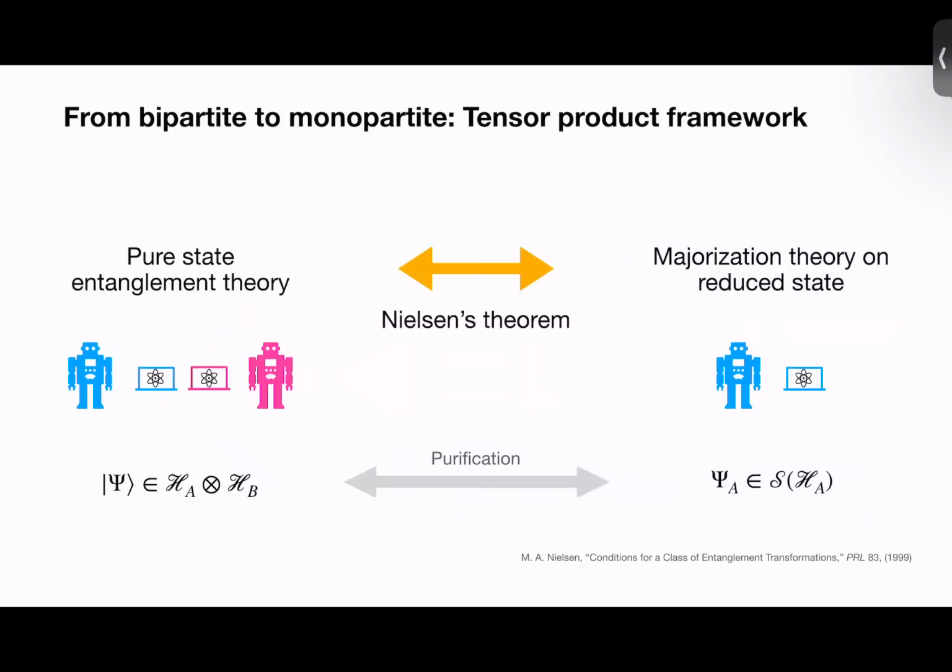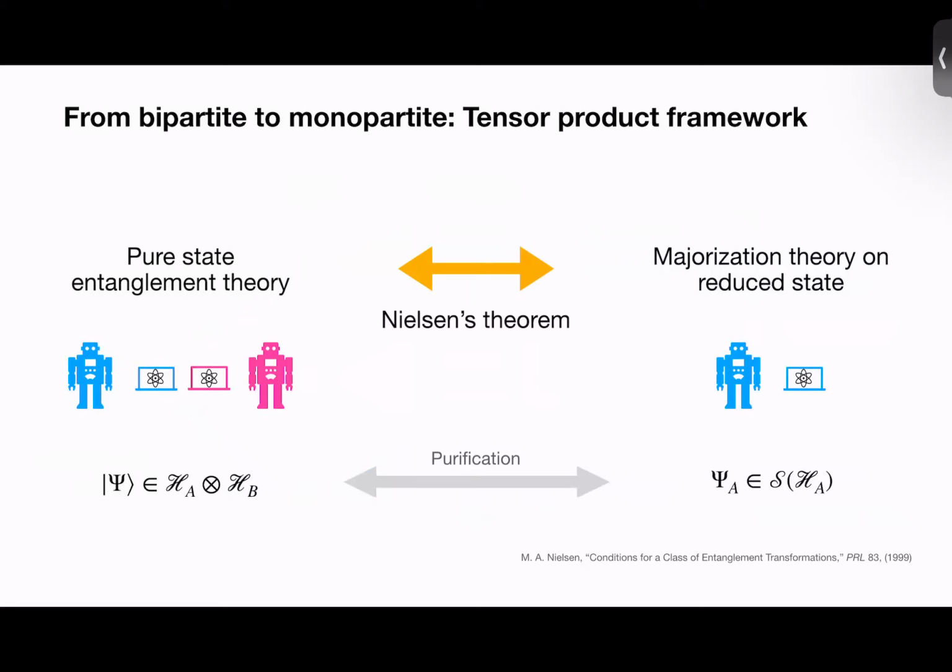So usually when we do entanglement theory for pure states, as we saw in the previous talk as well, what we want to do is to go from the bipartite setting, where we have pure states on the tensor product Hilbert space, to a local setting where we only care about reduced states, and we do that using Nielsen's theorem. So we go from pure states on a Hilbert space basically to majorization theory and reduced states.